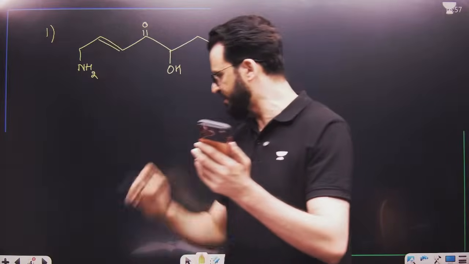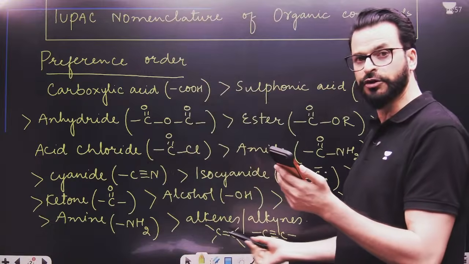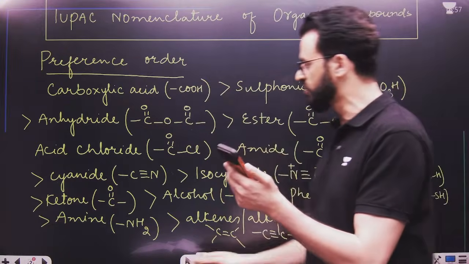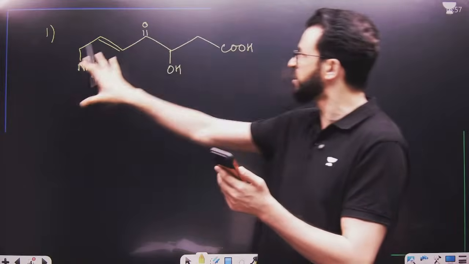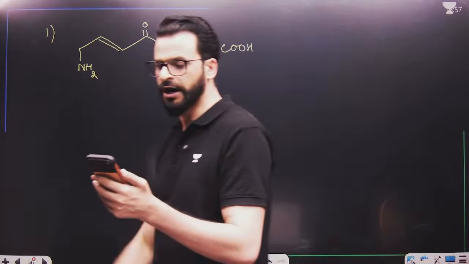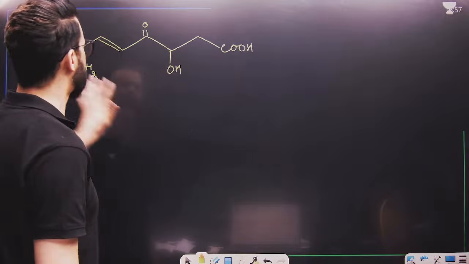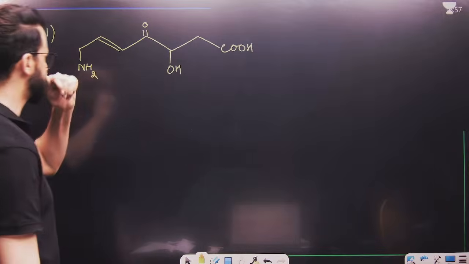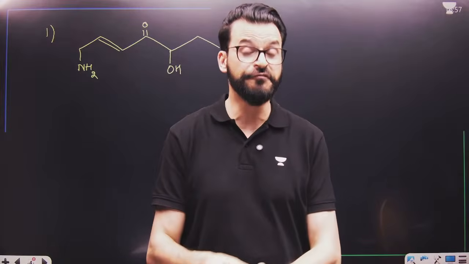Let me tell you that alkenes and alkynes are also functional groups. Have a look. Now tell me how many functional groups are present in this compound. Come on, tell me quick. Everyone has to answer.